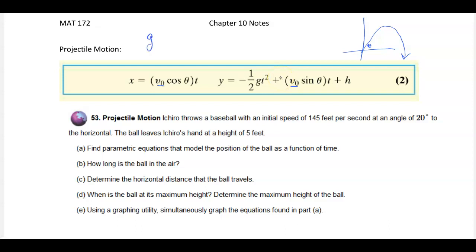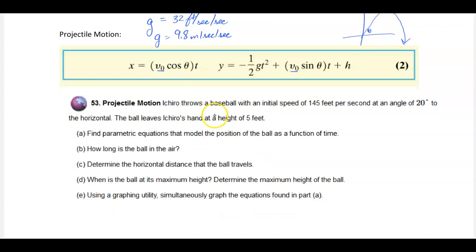The gravitational force we use is going to depend on the units in the problem. It's going to be 32 feet per second squared if we're in feet per second, or it's going to be 9.8 meters per second squared if we are in meters.